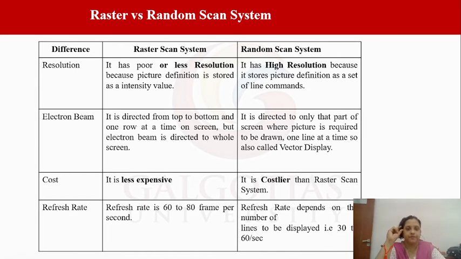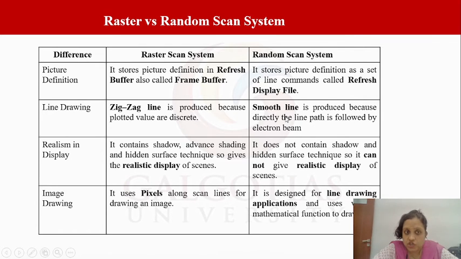Vector means small line. Coming to cost, raster scan system is less expensive and random scan system is costlier than raster scan system. In refresh rate, raster scan is 60 to 80 frames per second, and random scan system is 30 to 60 frames per second. For picture definition, raster scan stores it in the refresh buffer or frame buffer, and random scan system stores picture definition as a set of line commands called the refresh display file.